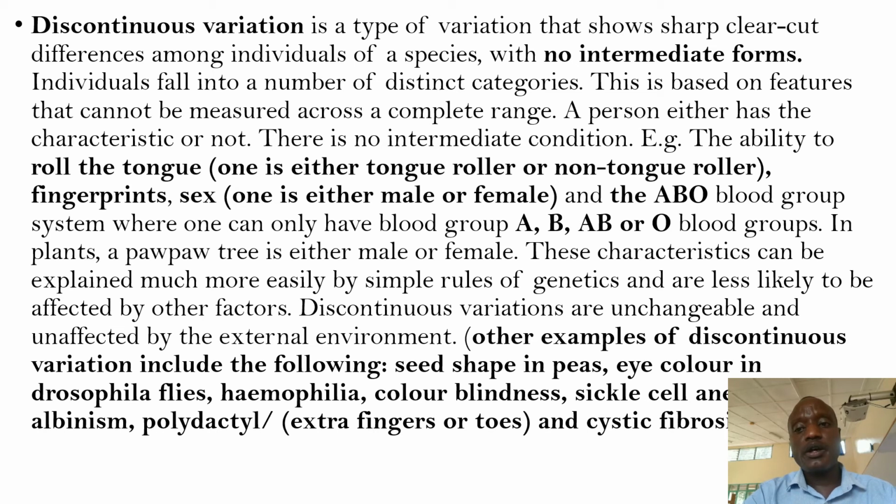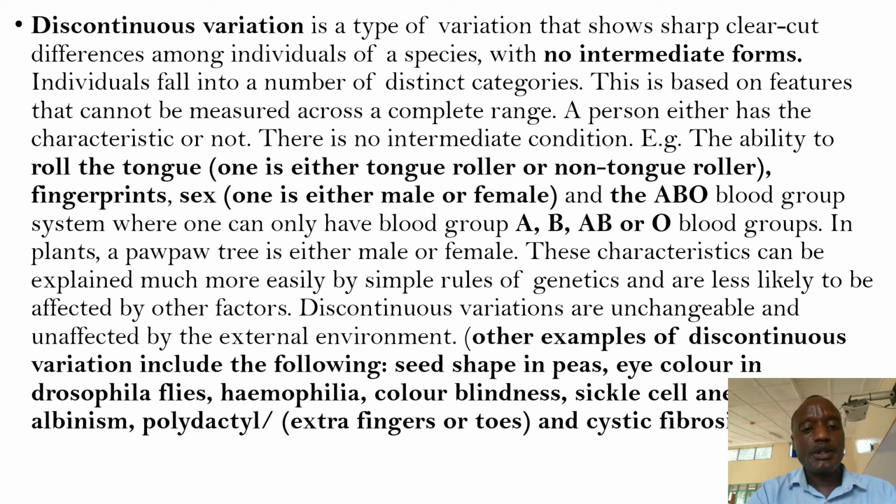A person either has the characteristic or not. There are no intermediate conditions. So now we have some examples. Take an example, the ability to roll the tongue. One is either a tongue roller or a non-tongue roller.